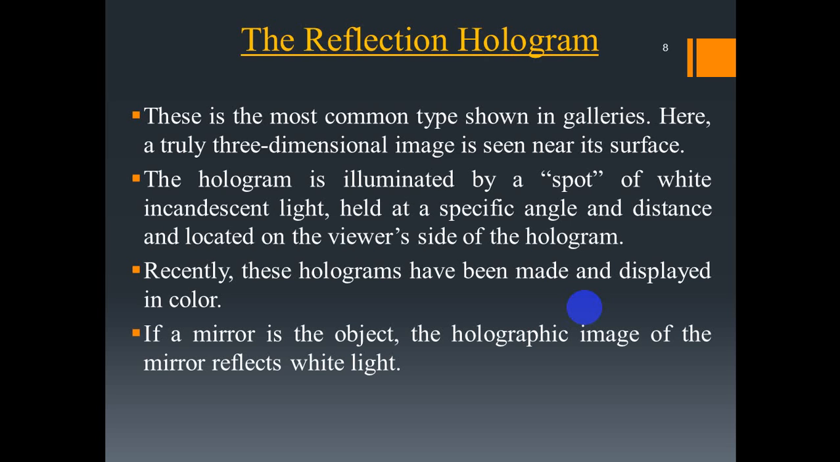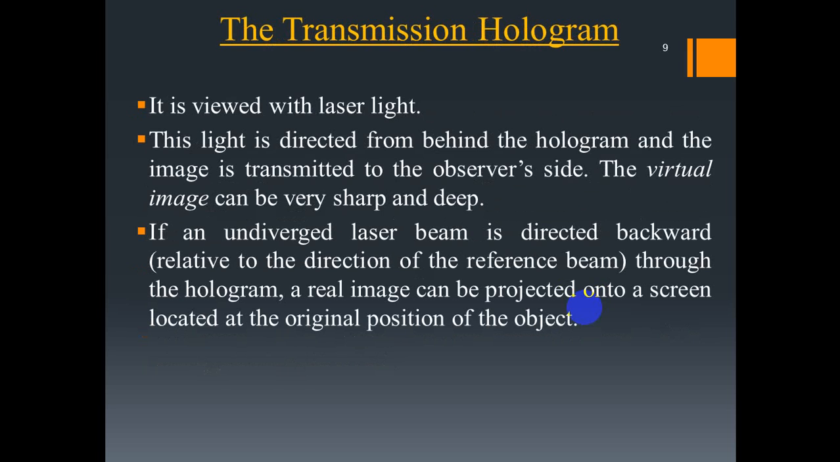If a mirror is the object, the holographic image of the mirror reflects white light. If a diamond is the object, the holographic image of the diamond is seen to sparkle. Although mass-produced holograms such as the eagle on the Visa card are viewed with reflected light, they are actually transmission holograms mirrorized with a layer of aluminium on the back. So the next one is the transmission hologram.